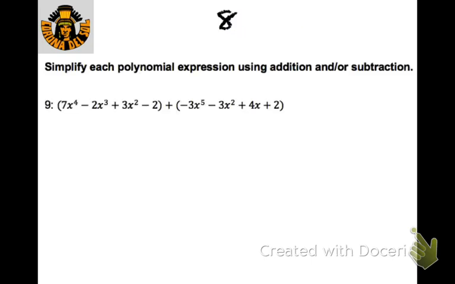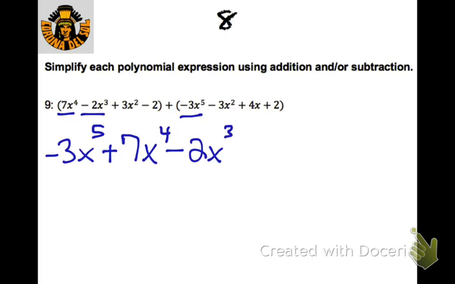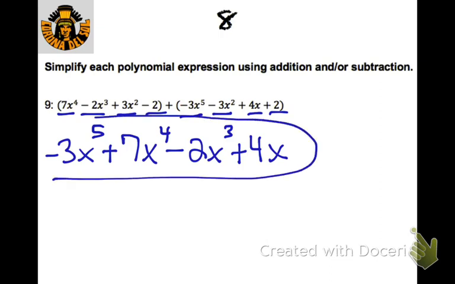Okay, we're just adding and subtracting here, so probably don't need to rewrite this. We're just going to look for the highest power, so it would be that one. So that would be negative 3x to the 5th. And then let's look for the next one. So the next one would be that one, so 7x to the 4th. Looks like the next would be that, so negative 2x to the 3rd. Next is squared, so 3x squared minus 3x squared, so there wouldn't be any more x squared. Then 4x, so plus 4x. And then we have negative 2 plus 2, so that would also cancel out. So I would say this would be the best answer.